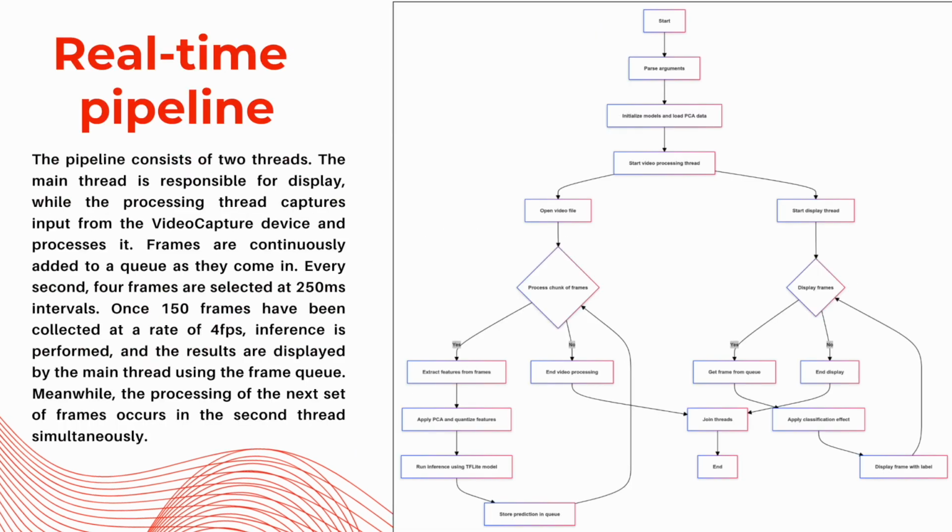This is the real-time pipeline. The pipeline consists of two threads. The main thread is responsible for display, while the processing thread captures input from the video capture device and processes it. Frames are continuously added to a queue as they come in. Every second, 4 frames are selected at 250 millisecond intervals. Once 150 frames have been collected at a rate of 4 fps, inference is performed, and the results are displayed by the main thread using the frame queue. Meanwhile, the processing of the next set of frames occurs in the second thread simultaneously.